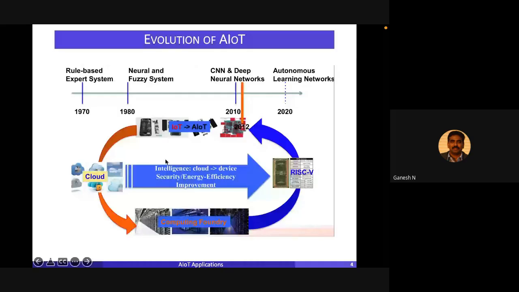So look at this, the rule-based expert system, neural and fuzzy system. This is where even Deep Blue, what we did in 1997, we used that. And then in 2010, the CNN and deep neural networks, like a Watson kind of supercomputer, evolved after that. And then autonomous learning networks is a Tesla kind of car, which also operates using that kind of autonomous learning. So the driverless car and the autopilot, like so many things, we have examples for that.